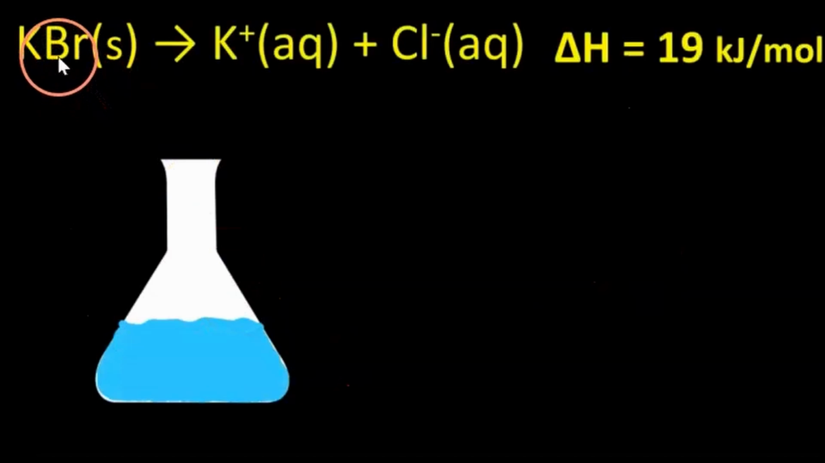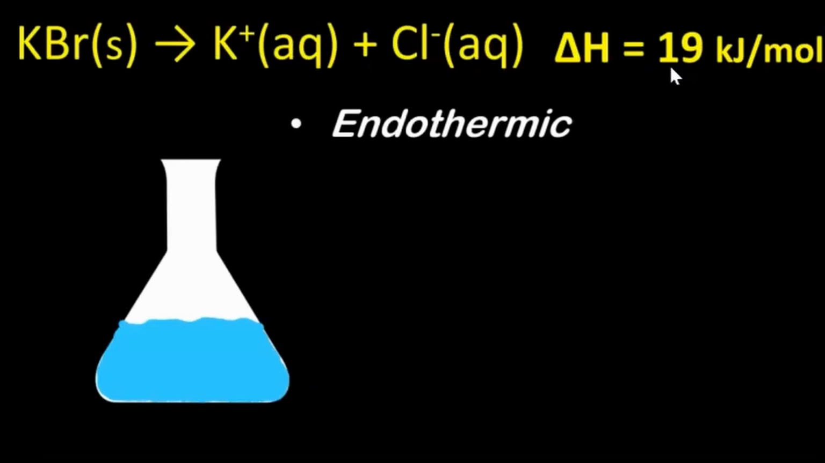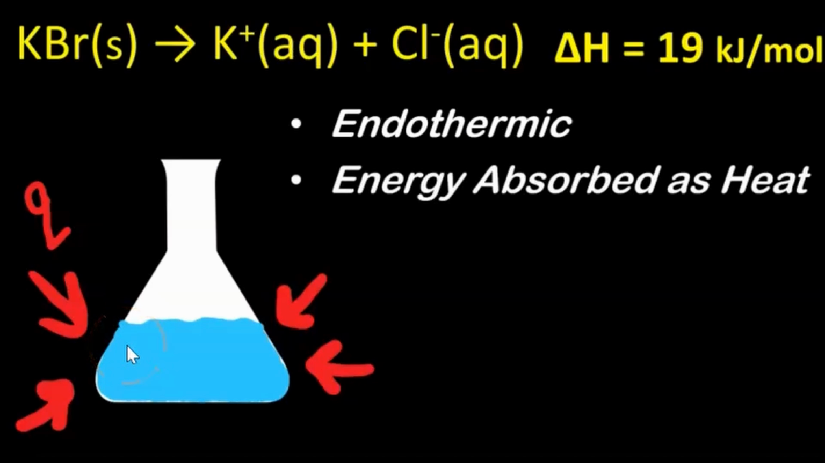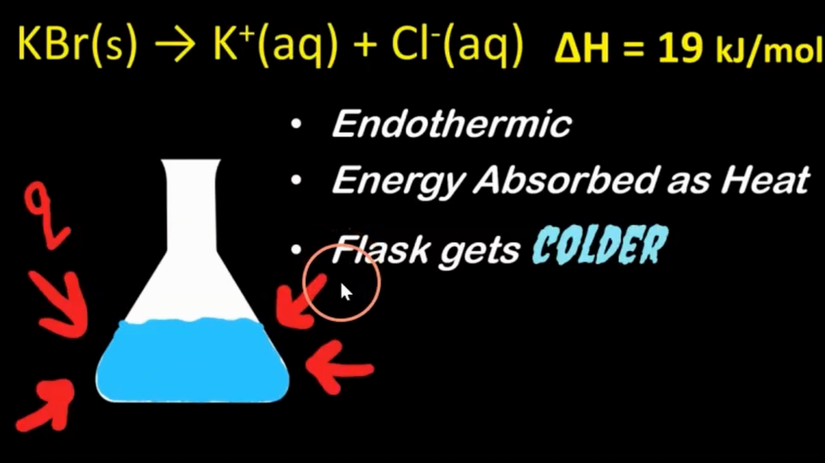Conversely, the other type of reaction is one in which the delta H is greater than 0. And if it's greater than 0, then this is an endothermic reaction. And if it's an endothermic reaction, then we have heat transfer going into the system. There's energy being absorbed as heat. And as a result, the flask gets colder. All right, that's it. That's the difference between endo and exothermic reactions.